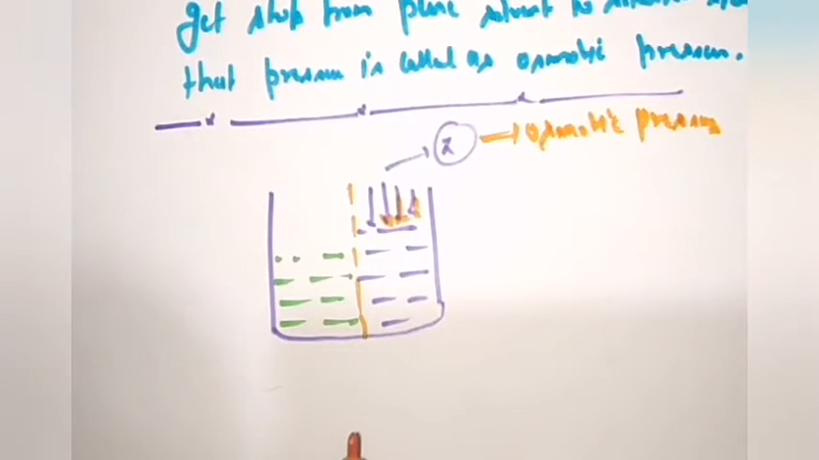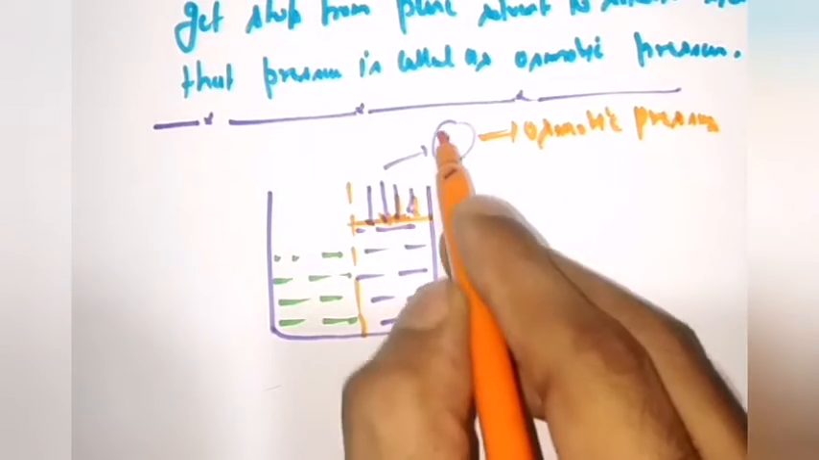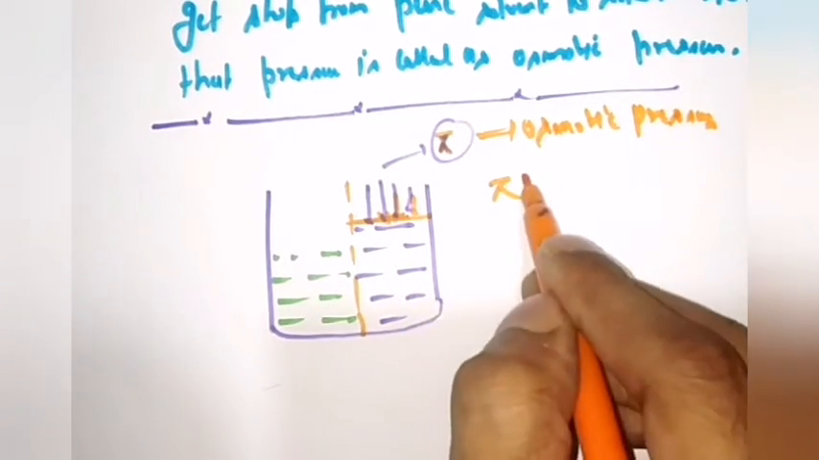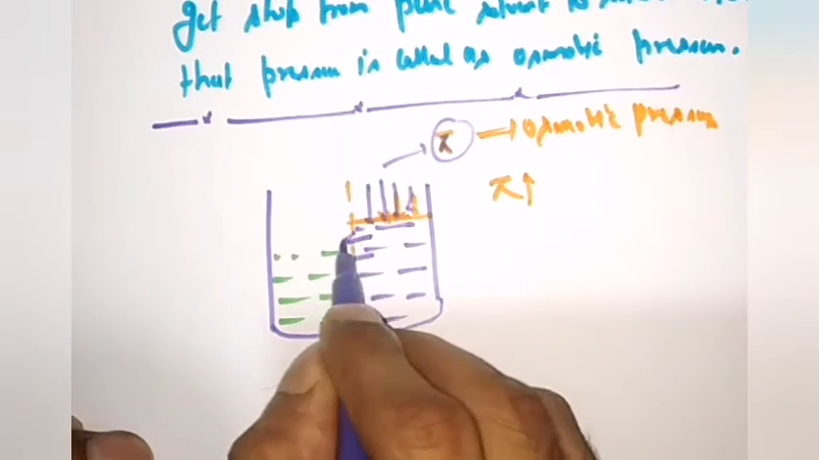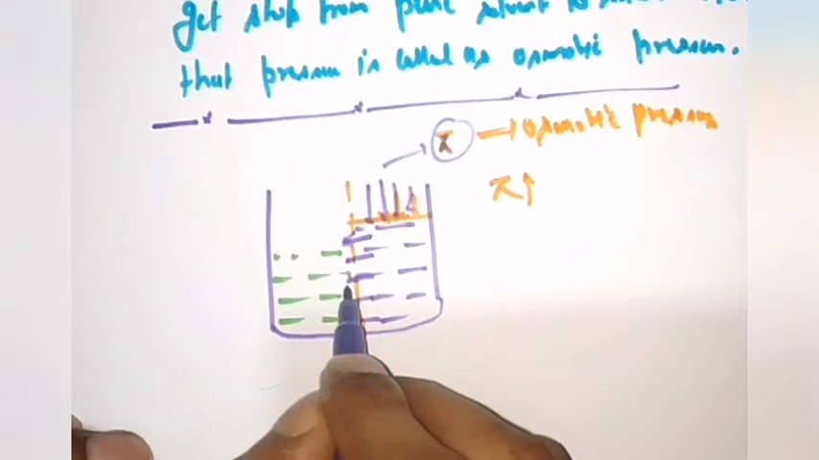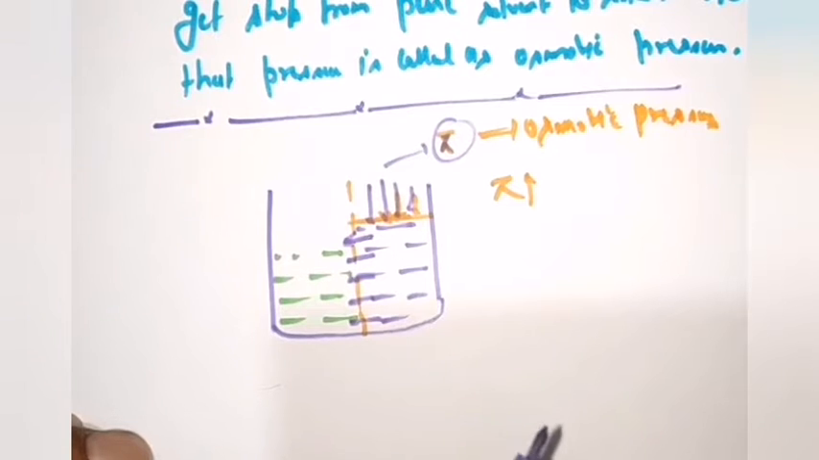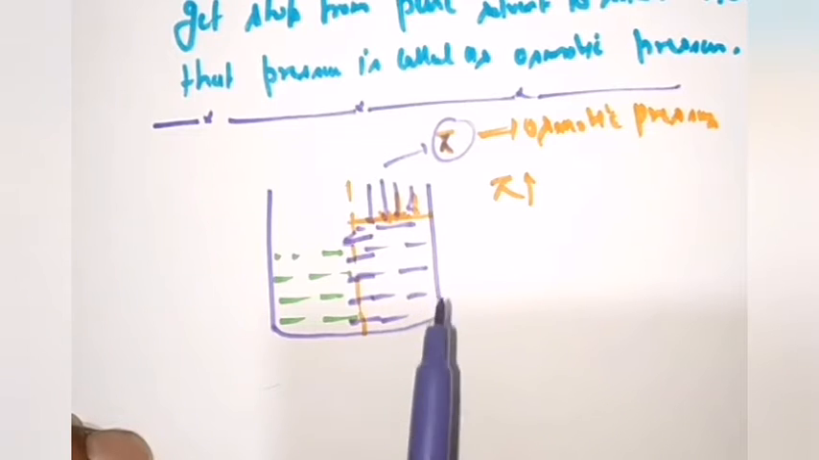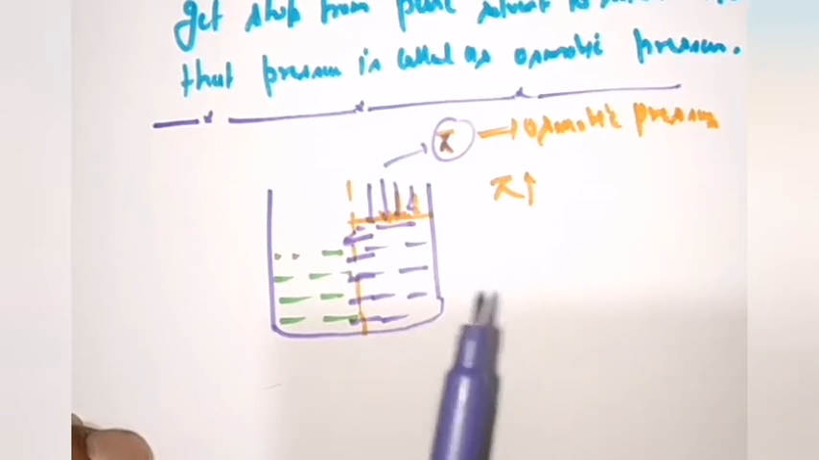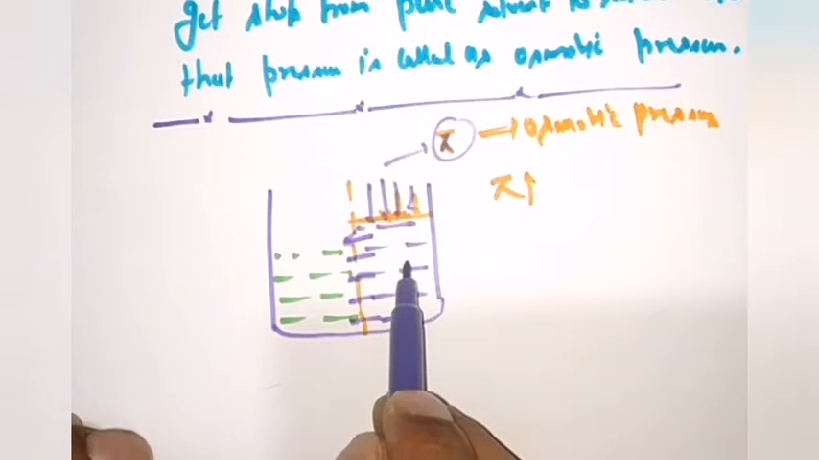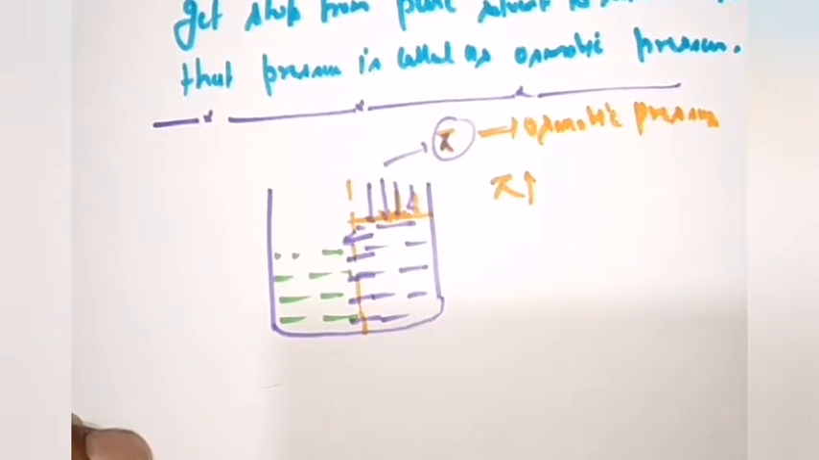Now just understand these things. Again you are going to increase this pressure, just increasing the magnitude of pi. Then what will happen? The flow of solvent molecules will start from the solution side to the pure solvent side. So this process is called reverse osmosis. You can define reverse osmosis as follows: if you apply pressure more than the osmotic pressure, then the flow of solvent molecules starts from the solution side to the pure solvent side. That process is called the reverse osmosis process.